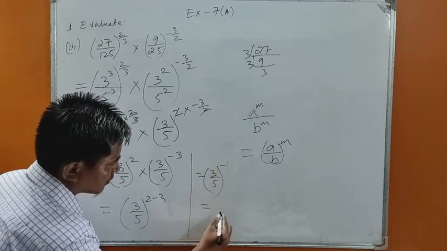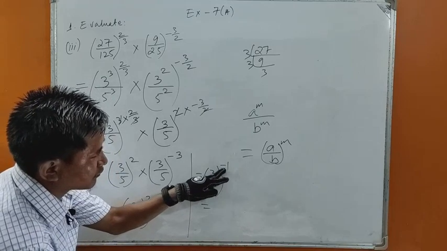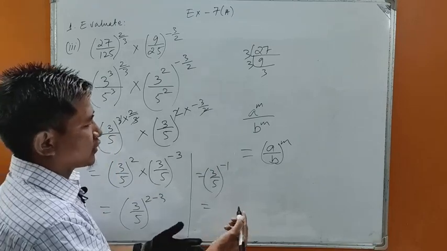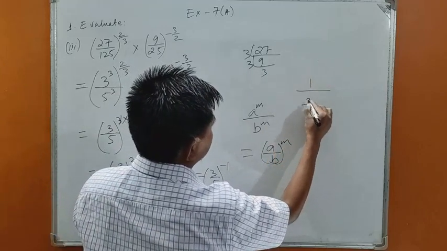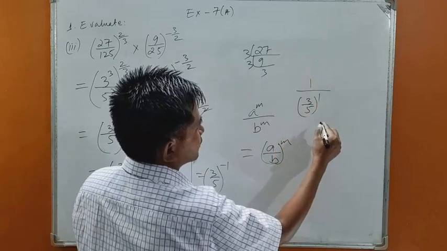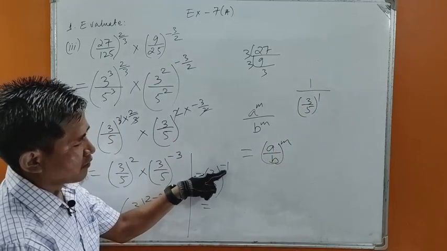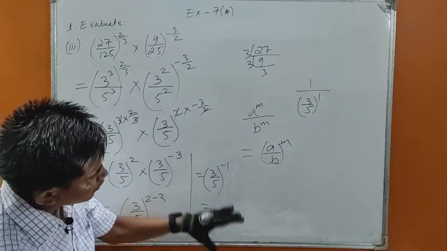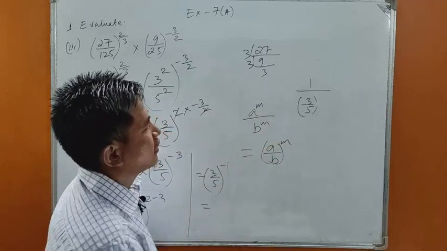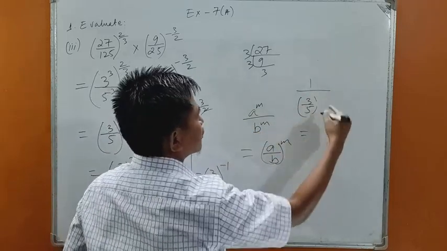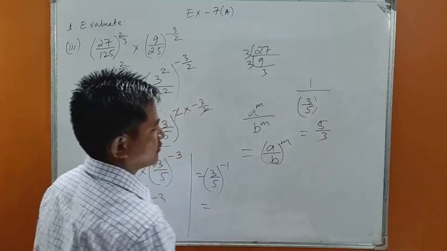So this means if the power is minus 1, what happens is 1 upon 3 upon 5 whole to the power plus 1, isn't it? This power is minus 1. If you take the whole number to the denominator, the sign of the power changes to plus 1. I told you earlier. Now what happens is this 5 goes to the numerator, upon 3 comes down, isn't it?